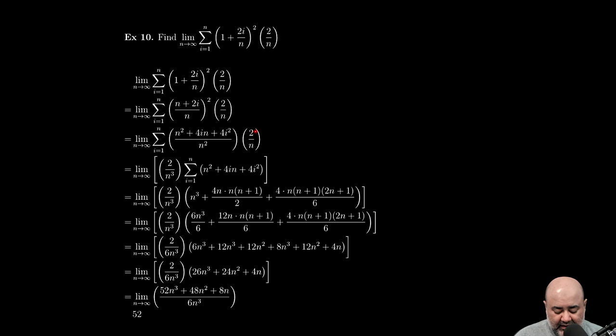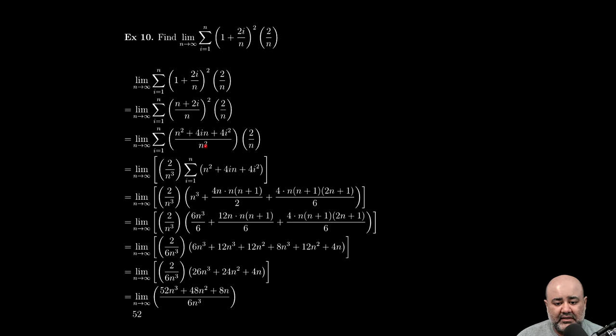At this stage, we recognize that the 2 is a constant with respect to i, so I can pull it out. I recognize that n squared is being multiplied by n. That's also a constant with respect to i, so I'm going to factor that out as well, or pull that out as well using the scalar multiple property. So once that's out, I'm just left with n squared plus 4in plus 4i squared.